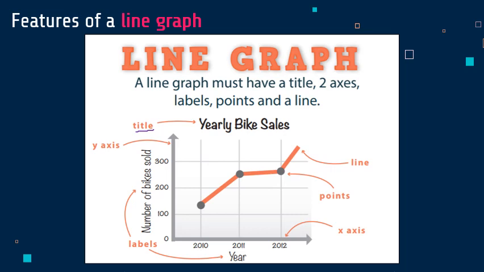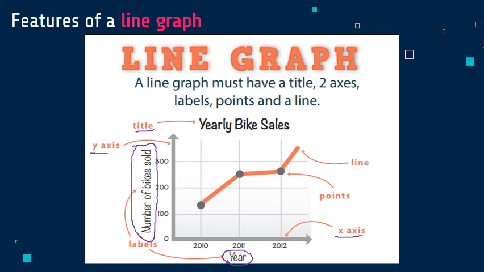The next thing I want to look at is my x-axis, which is my horizontal axis, and my y-axis, which is my vertical axis. And I can see that each of them has a label. So my x-axis is years, and my y-axis is number of bikes sold. So they've got these labels on here, which is excellent.